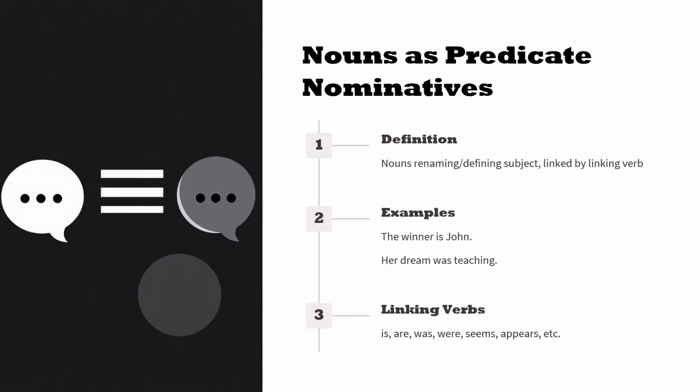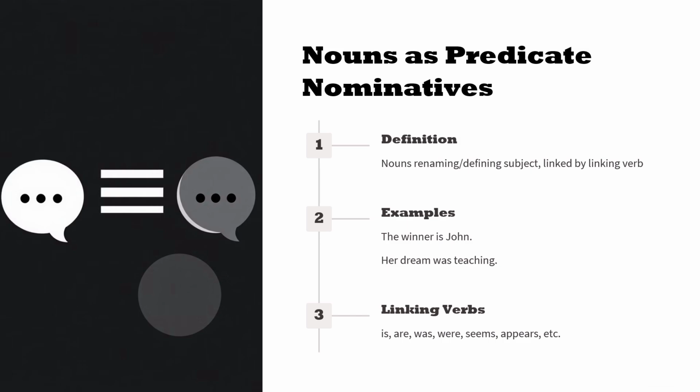As I mentioned, these use linking verbs. Linking verbs are important for predicate nominatives. These verbs don't show action, but instead connect the subject to additional information about itself. Some common linking verbs include the words is, are, was, were, seems, appears, becomes, feels, and looks. For example: the manager seems like a great leader. A great leader is a predicate nominative describing the subject, the manager. In another sentence, the best option appears the most cost effective. The most cost effective is the predicate nominative, redefining the subject, the best option.